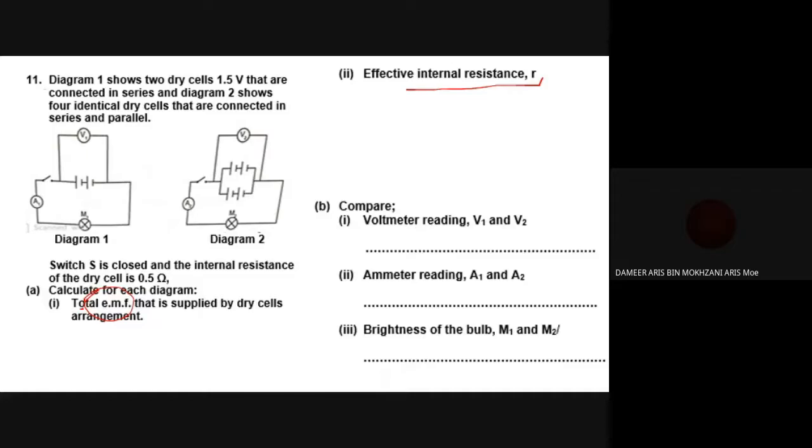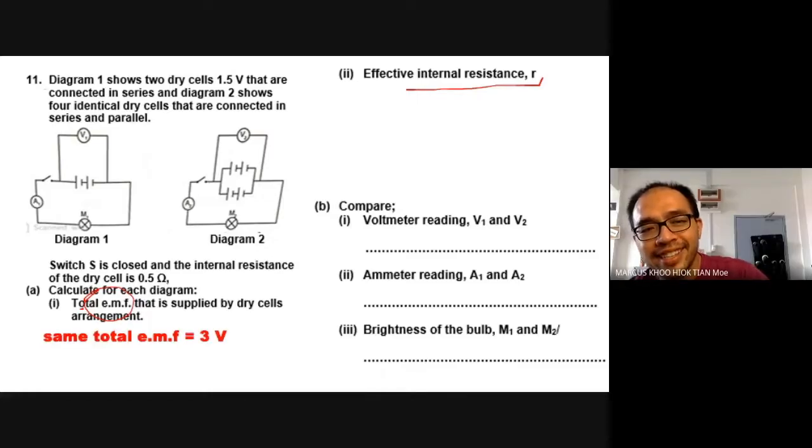Wrong. Diagram 1 EMF is 3. Diagram 2 EMF is also 3, the same. Okay, the EMF, thank you. The EMF will be the same for both, because in this one it is 3 volts, 1.5 plus 1.5.